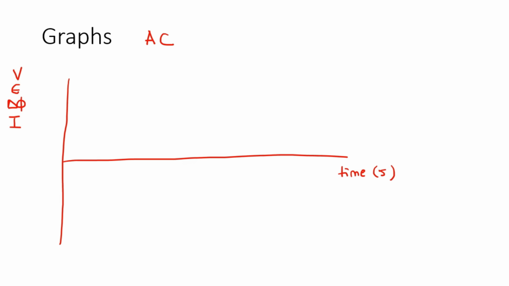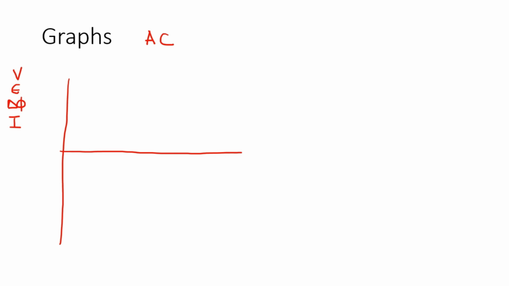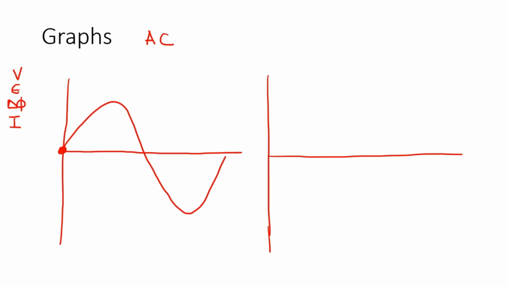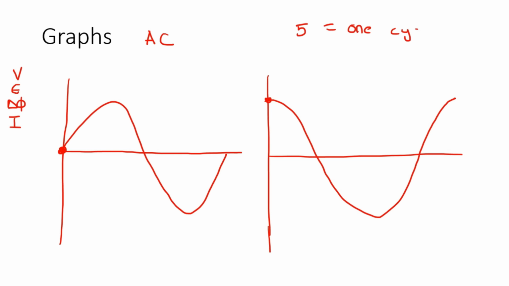Okay, now there's two main ways we could draw this. Here's the first one, and I'll show you what the second one looks like. Sometimes the graph starts over here, and then it goes up and down, so it makes a sin graph, or sometimes it can make a cos graph, like this. Now, to be able to show one cycle, I want you to remember the special number 5. 5 shows you one cycle.